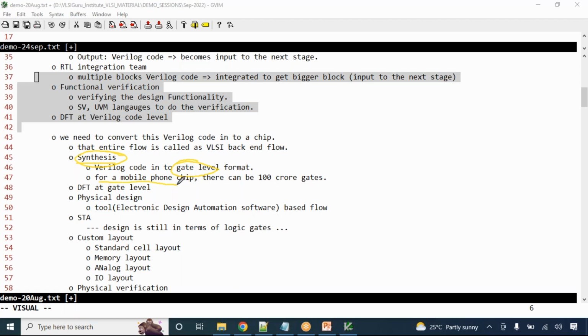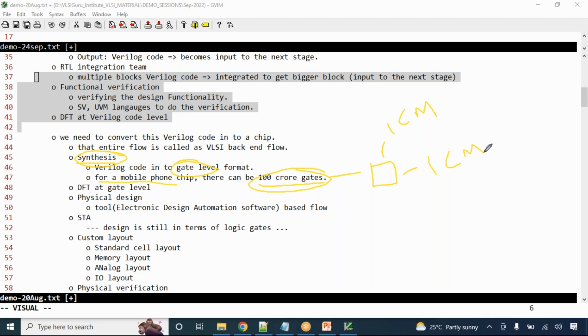Now, if you take a mobile phone chip, the one which all of us are using, there will be roughly 100 crore gates in that. You can imagine 100 crore is a very, very big number, right? That many gates need to be accommodated into a very small area. How much area? 1 centimeter this side, 1 centimeter this side. Into 1 square centimeter, we need to accommodate 100 crore gates.